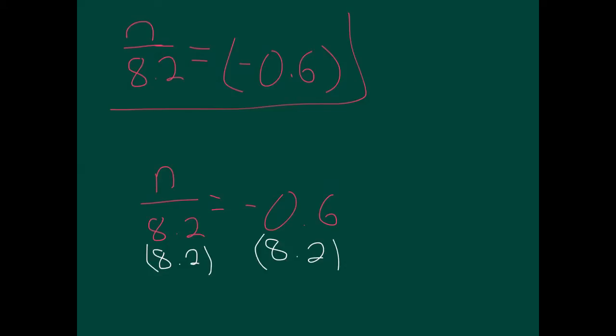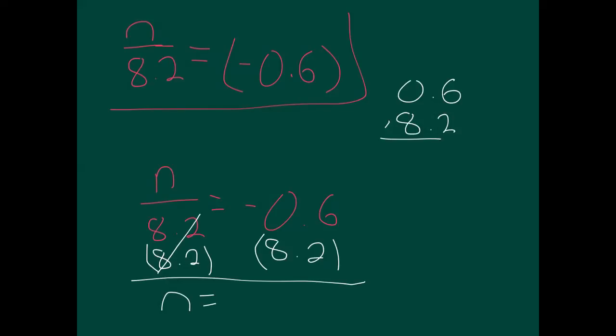And so this cancels each other out. So that leaves n alone. And so you gotta multiply now. So 0.6 times 8.2. You'll have two decimal places, so one on the first side and then another on the other side, and so that equals 2. So now we can multiply.